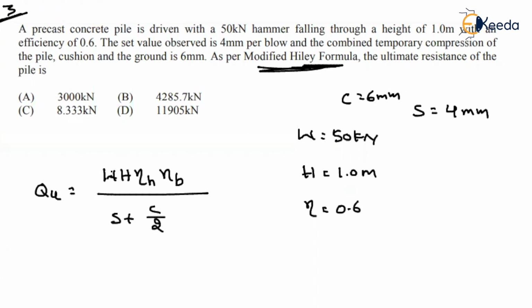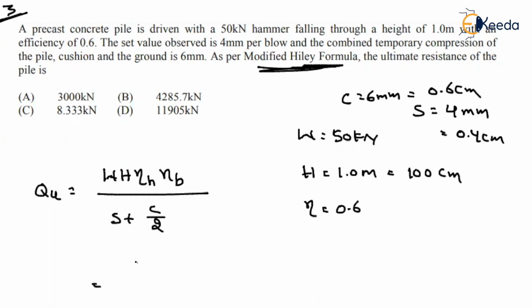So if you remember, W you have to substitute in kilonewton. The H value you have to substitute in centimeter. But we have the value in meter. If you convert it to centimeter, how much will you get? That will be 100 centimeter. Similarly, the S value we have in mm. Convert into centimeter, 0.4 centimeter. The constant we have again in mm. Convert into centimeter, 0.6 centimeter.